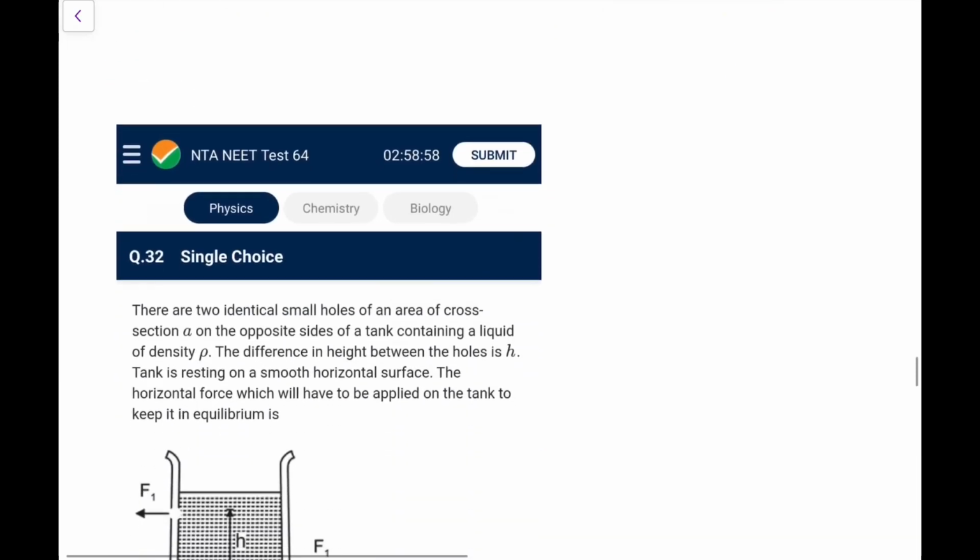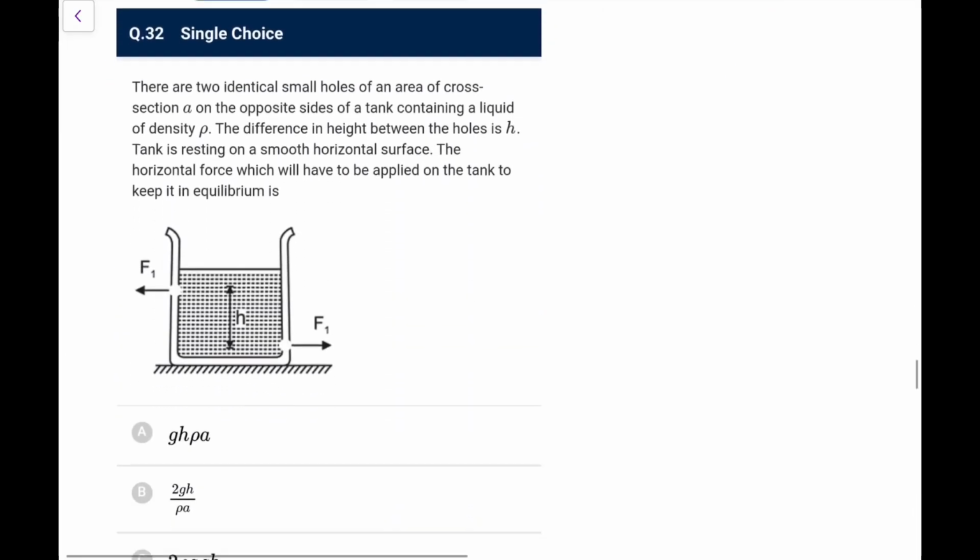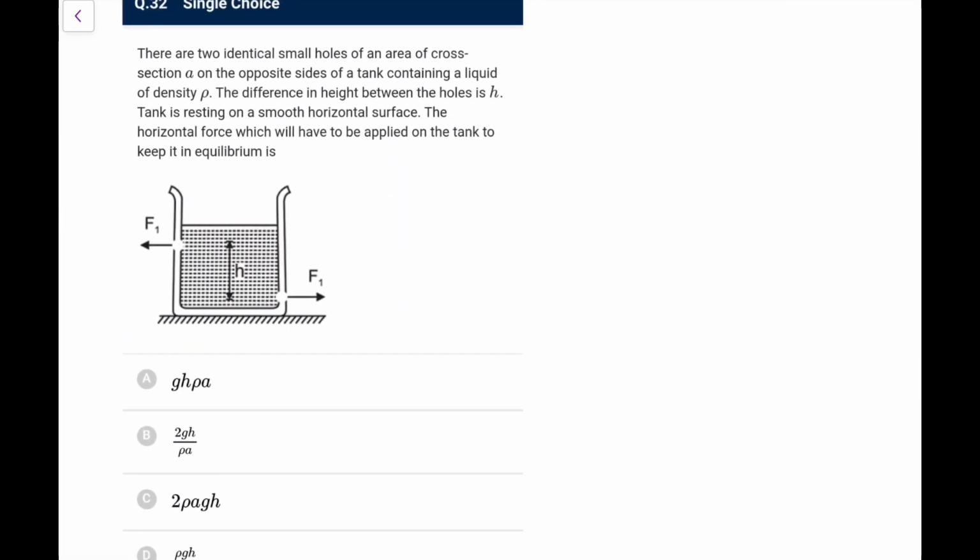Next, 32nd. There are two identical small holes of area of cross section A on the opposite sides of a liquid of density rho, and the difference is height. As the tank is resting on a smooth horizontal surface, the horizontal force which will have to be applied to keep the tank in equilibrium.